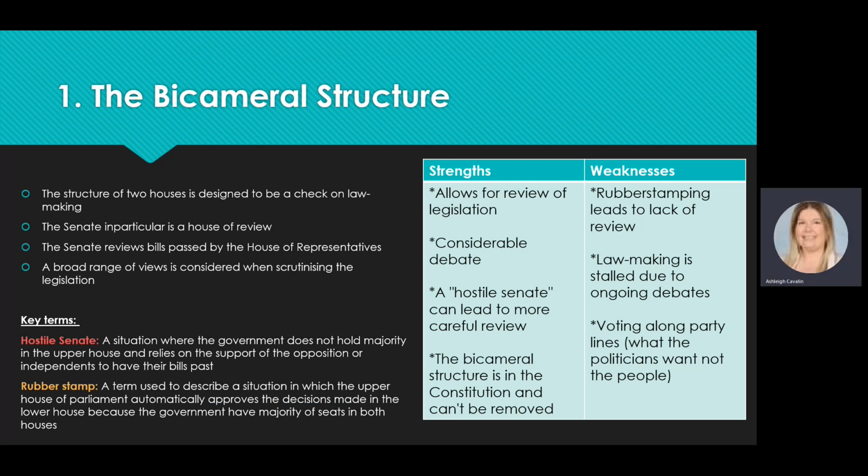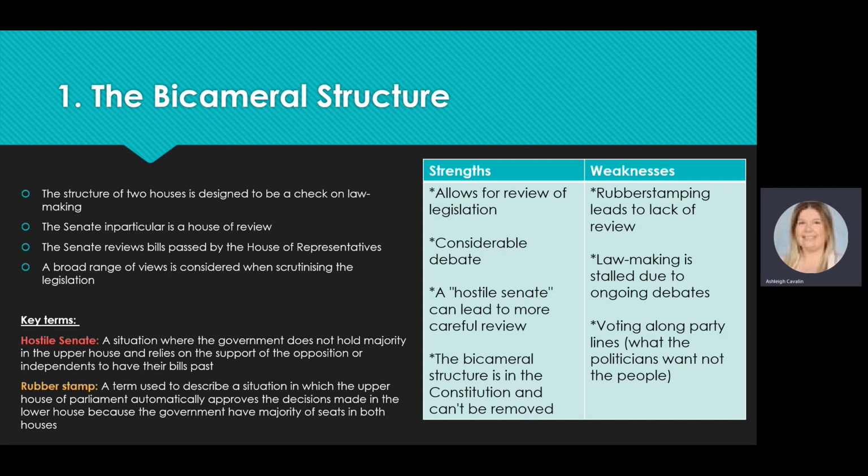The bicameral structure is a structure where there are 2 houses designed to check or scrutinise lawmaking. We know the Senate in particular is a house of review. The Senate must review bills passed by the House of Representatives. By doing this, a broad range of views is considered when scrutinising the legislation.